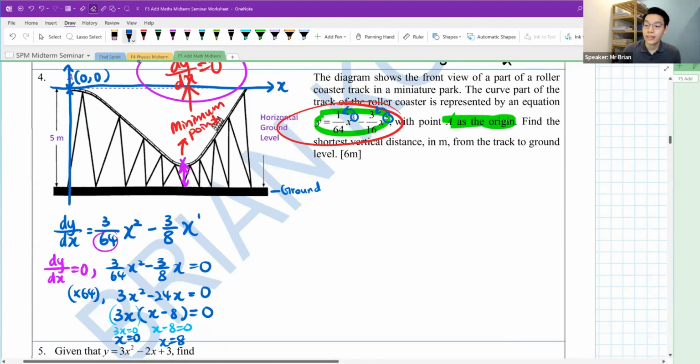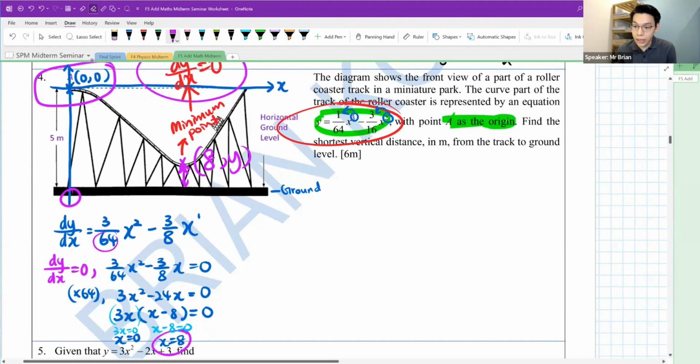Do you think x can be 0 or not? If we say x equals 0, we are trying to say this x coordinate here is 0. I don't think here is 0 because 0 is right here, you see. The 0, 0 is here. So this cannot be 0. It has to be your 8. This x has to be the 8.